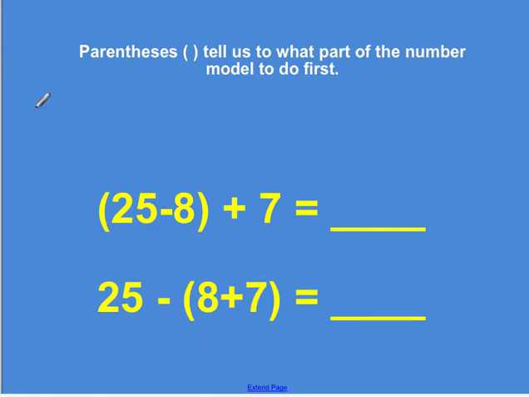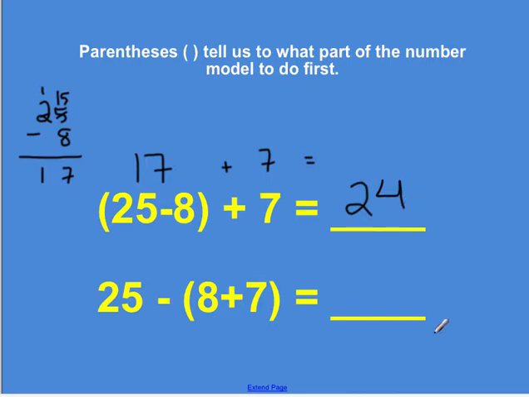25 minus 8, which I know can't take from 5, so I got to borrow. 8 from 15 would be 7, and drop the 1 would be 17. So 17, I'm just going to write my 17 above the parentheses to keep track of my work. So 17 plus 7 is equal to 24. So that would be my answer for the top row.